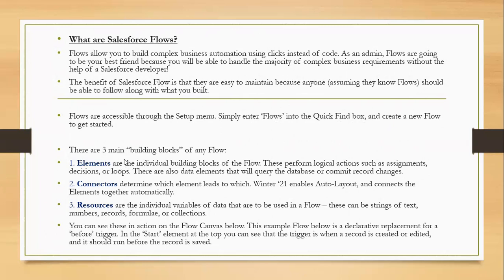There are three main building blocks of any flow. First, elements are the individual building blocks of the flow. These perform logical actions such as assignment, decision, and lookup. There are also data elements that query the database and commit record changes. Next, connectors determine which element leads to which. Winter '21 lets you auto-layout the elements and connect elements together automatically.